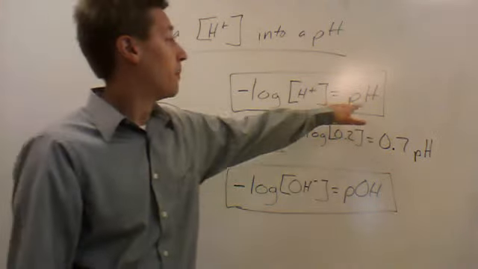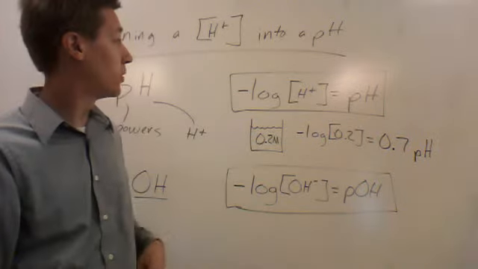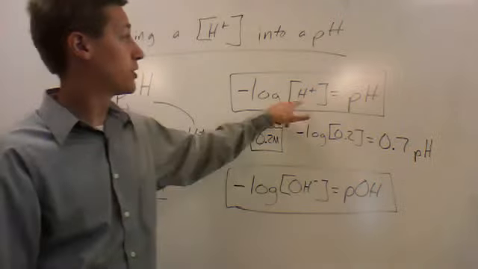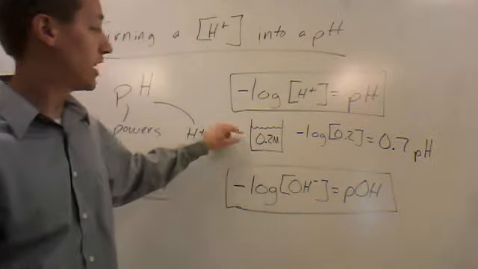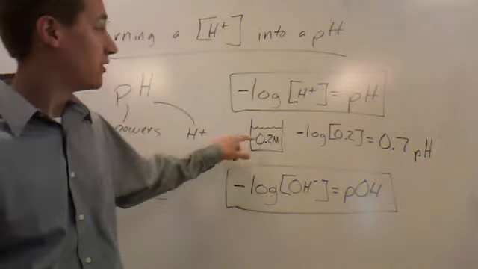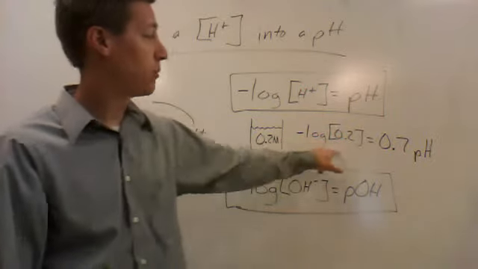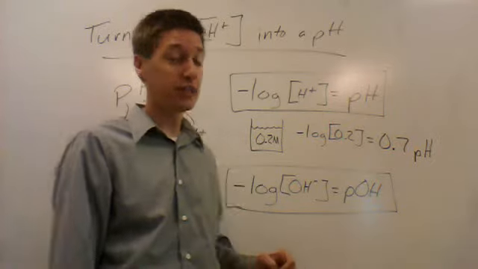So how do you calculate the pH? Take a negative log of the H+ concentration, and that will get you the pH. For example, let's say you had a 0.2 molar hydrochloric acid solution. So 0.2 molar, we put that 0.2 in here for the H+ concentration, negative log of 0.2, that's going to give us a 0.7 pH.